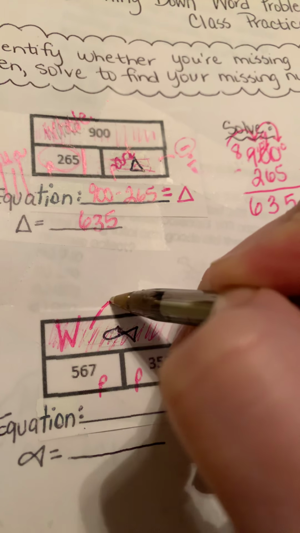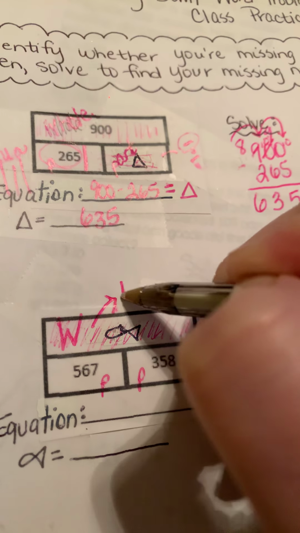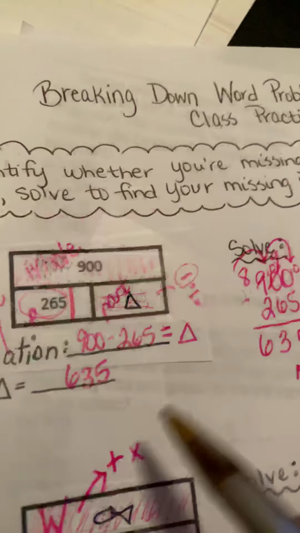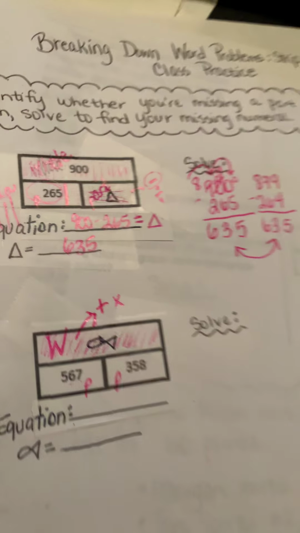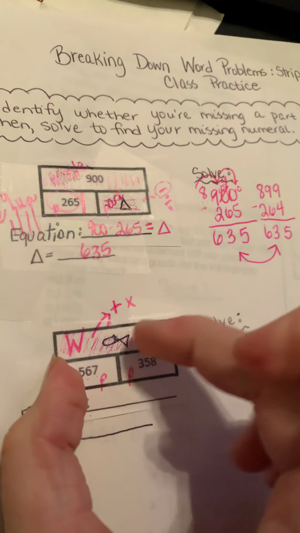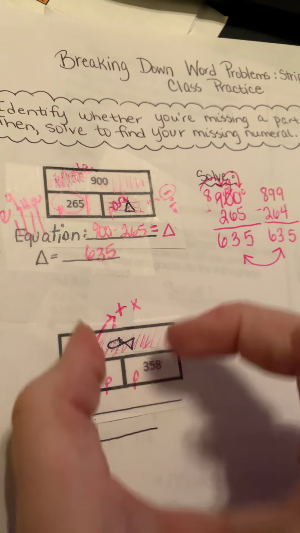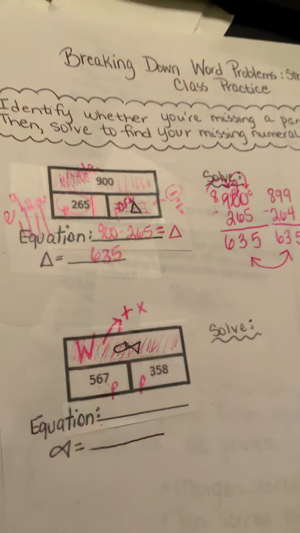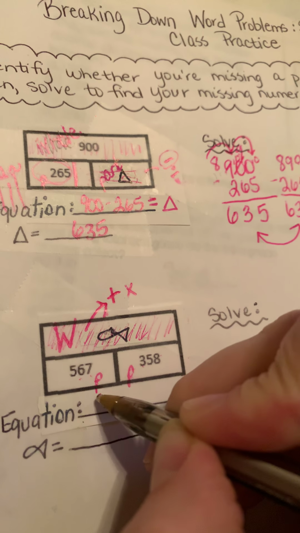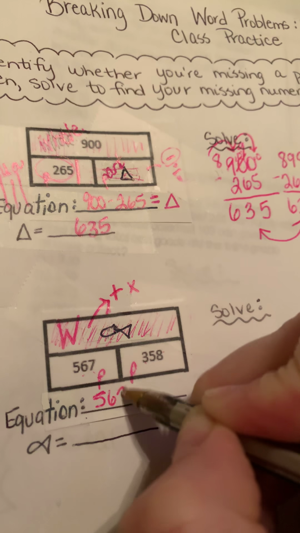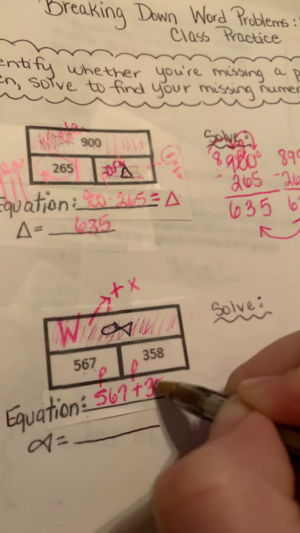Is it big or small? Bigger. So we either add or repeatedly add. Well, this is not the same number, so we're not doing repeated addition. We're just adding this plus this to make the whole. Part plus part makes whole. What would be the equation, Landon? Hopefully he'd say 567 plus 358.